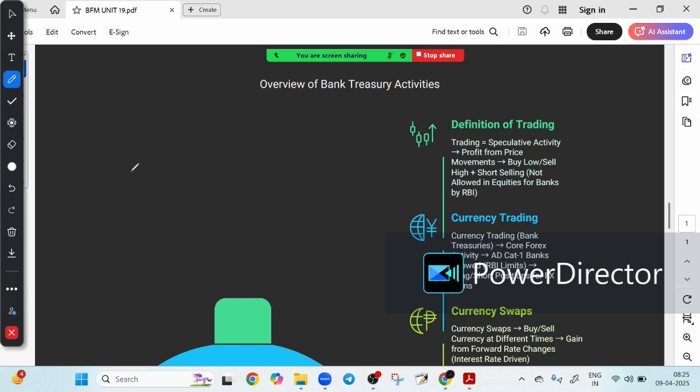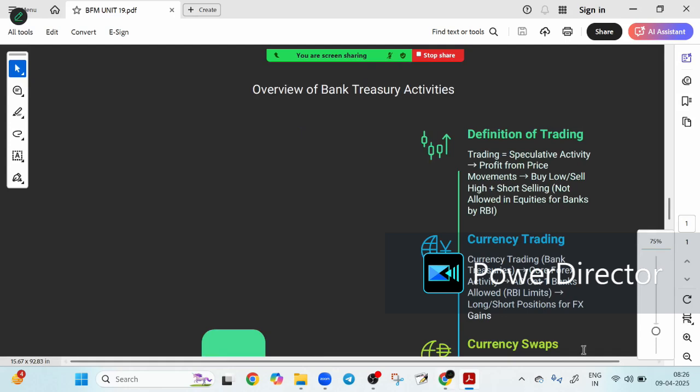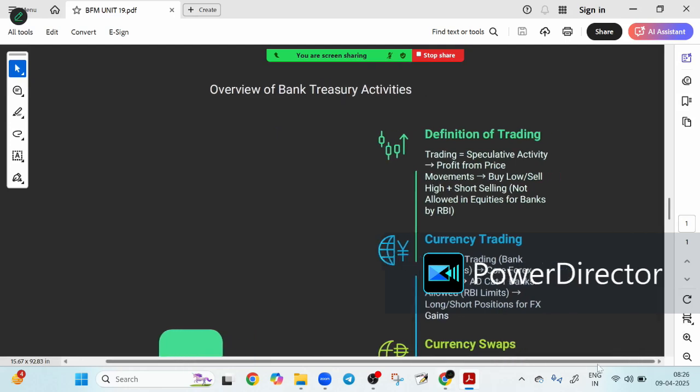Now friends, let's shift our focus to the overview of the bank treasury activity. Welcome to the heart of the bank's financial engine, the treasury. This is where precision meets opportunity. Let's decode the core activities that keep the treasury ticking. So let me zoom in a little bit. First, let's talk about the definition of treasury. I hope it is now visible to you, right?